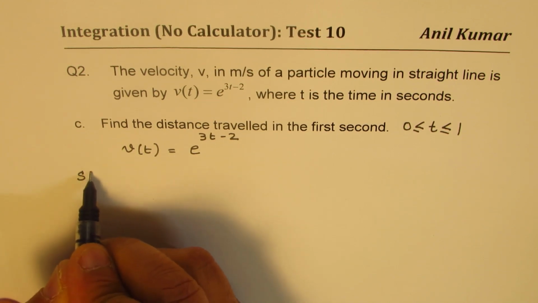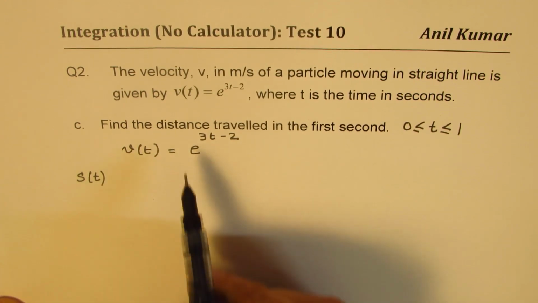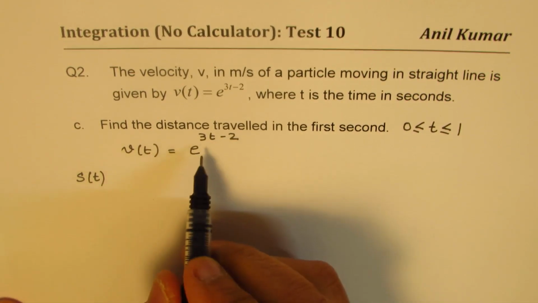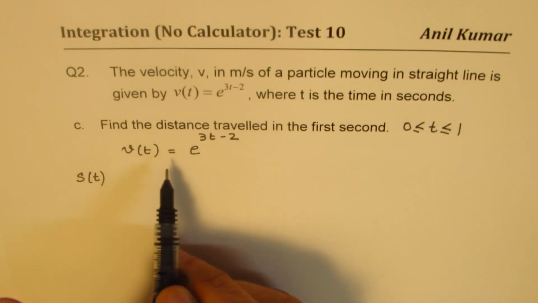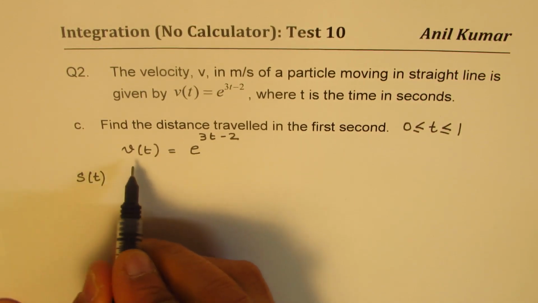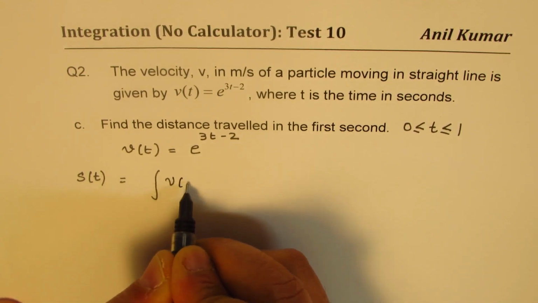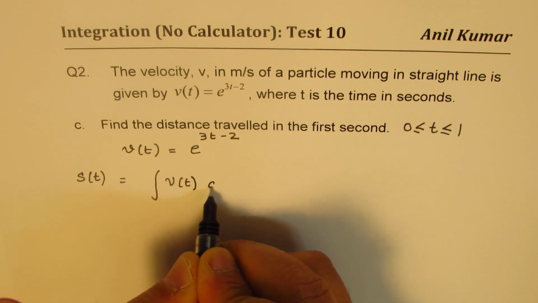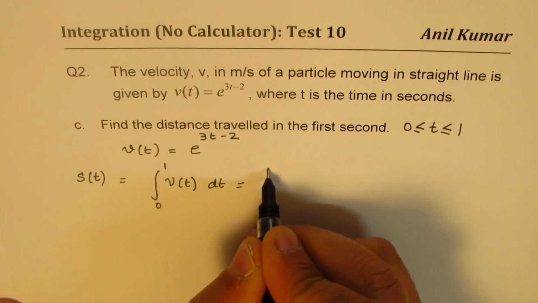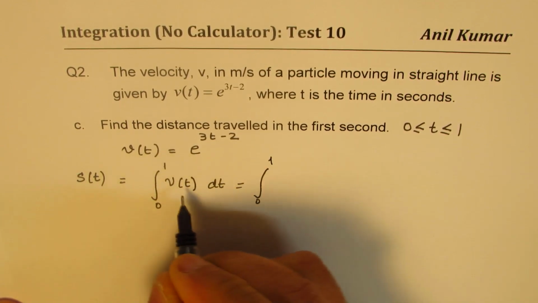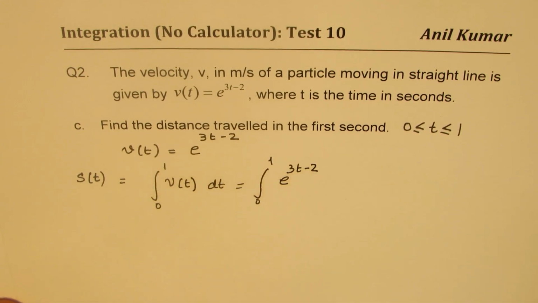So the distance, it is a positive function, correct? So it is always increasing. Now since it is a positive function, the integral will also give you the area under the curve, which is the distance. So the distance will be the integral of v(t) dt from 0 to 1, which basically is the definite integral of e to the power of 3t minus 2.